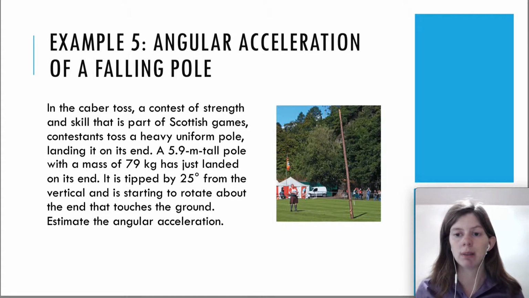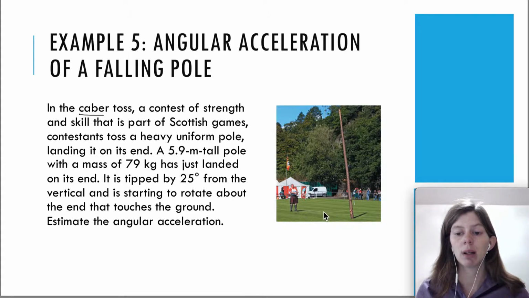Let's look at this one example for this video, the angular acceleration of a falling pole. In the caber toss, I hope that's how you pronounce that word, a contest of strength and skill that is part of Scottish games, contestants toss a heavy uniform pole, landing it on its end. So this person here just tosses the pole, it landed there, and of course it's going to start falling down. When it has just landed, it's tipped by 25 degrees from the vertical. It's starting to rotate about the end that touches the ground.